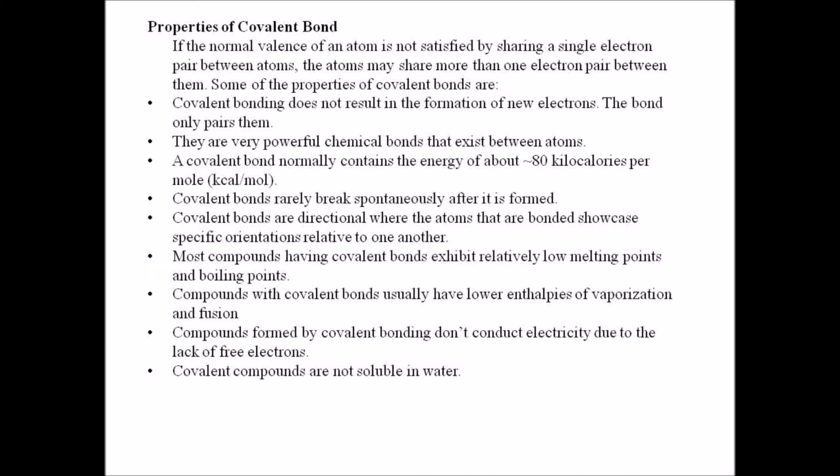Some of the properties of covalent bonds are: a covalent bond does not result in the formation of new electrons. The bond only pairs them. They are very powerful chemical bonds that exist between atoms. A covalent bond normally contains energy of about 80 kilocalories per mole. It rarely breaks spontaneously after it is formed, and covalent bonds are directional, where the bonded atoms showcase specific orientation relative to one another.